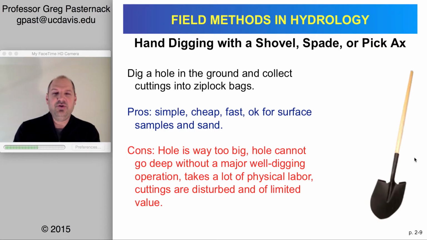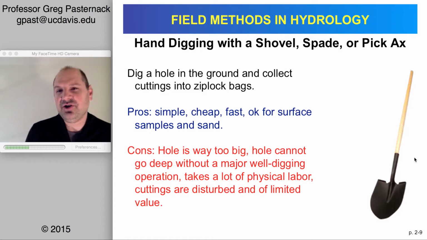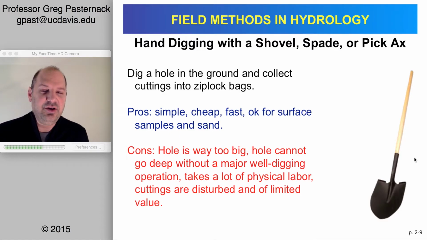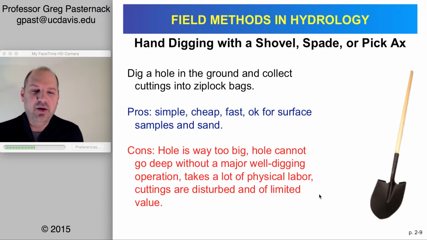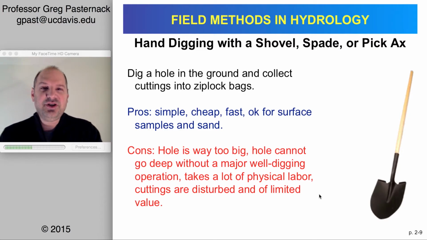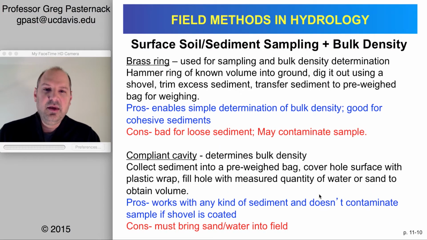A shovel is going to give you the bulk material, and it's going to be destroying the structure of that material, but it is going to allow you to get at it. So, shovels are fast and cheap. Of course, you can have a hand shovel or a large shovel, spade or pickaxe. So just think about that. And the cons here have more to do with some of the well digging side, but in general, shovels are just pretty crude, blunt instruments for soil sampling.